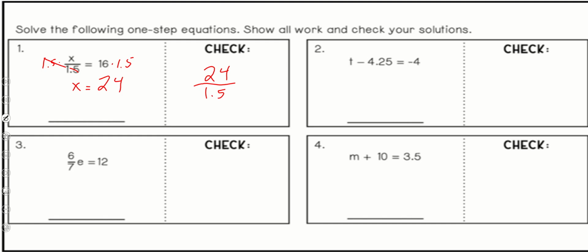Number 3 here, I'm going to skip to that one. It's got a fraction. That's multiplication, right? I got 6/7 times e equals 12. I would divide by the fraction, right? Right before this, we said dividing by a fraction is the same as multiplying by the reciprocal. So multiplying by the reciprocal is the flipped fraction.